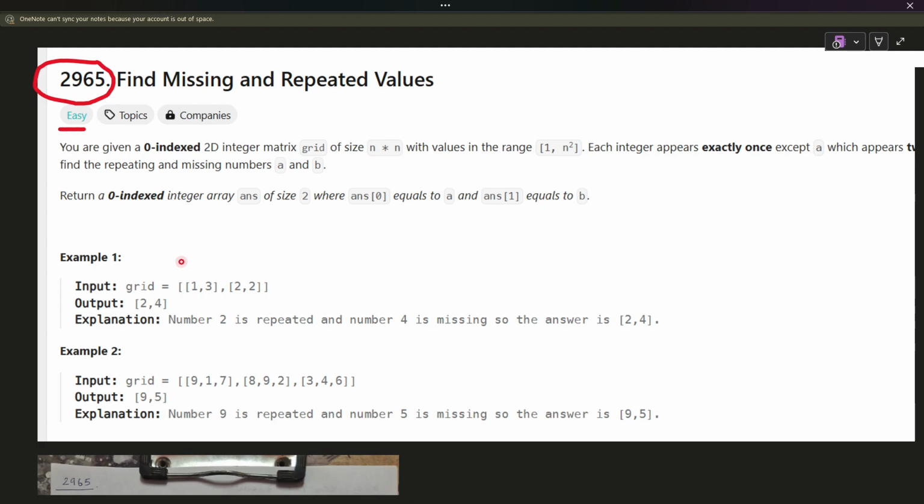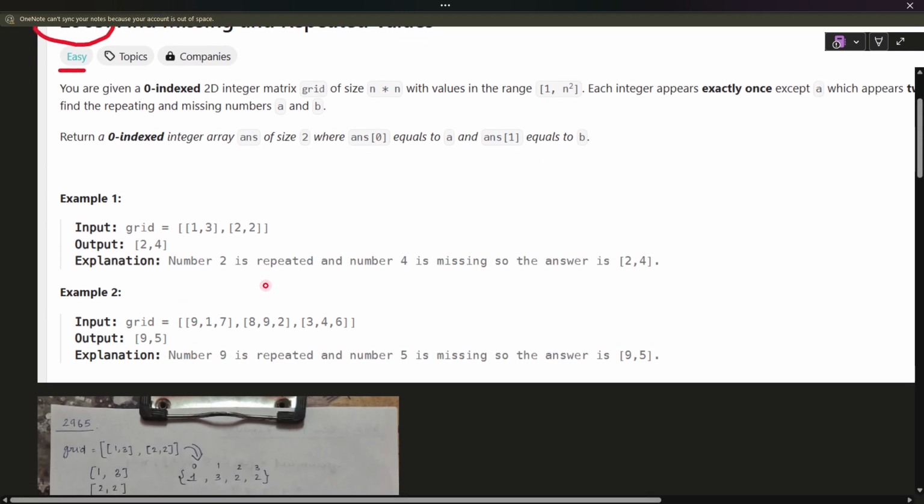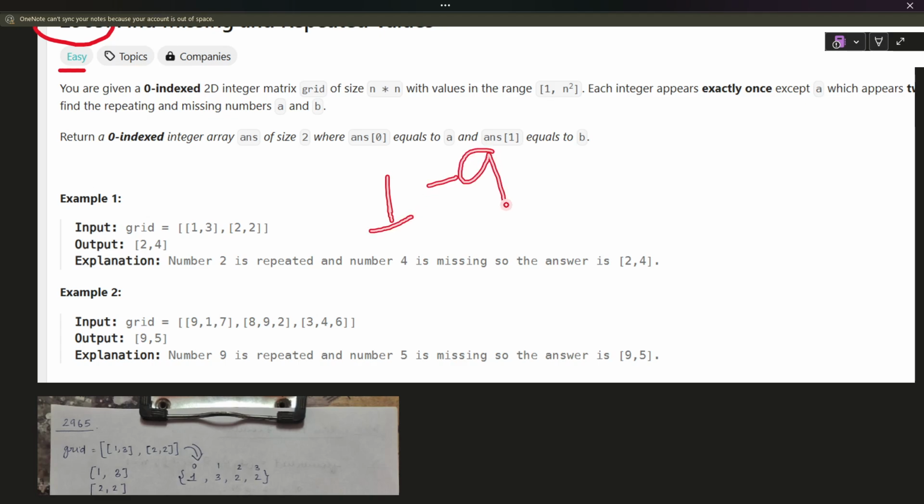Now let's try to break the problem down. Let me also verify it with example 2. Here n will be 3 and the numbers will be from 1 to 3 squared, which is 9. So the numbers will be from 1 to 9, and in that range we need to find a missing number and the repeating number.